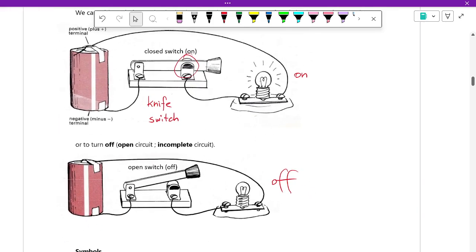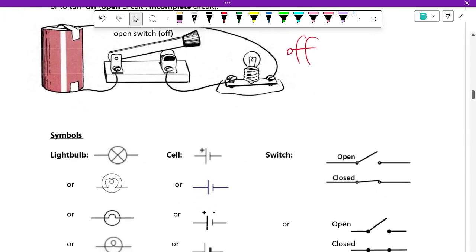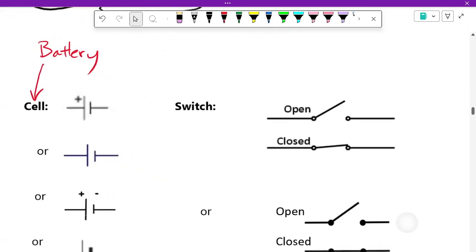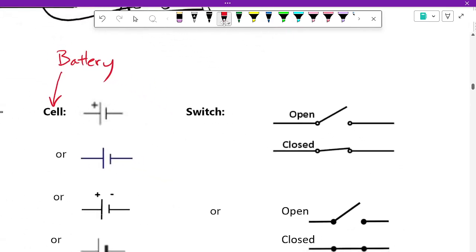So if we remember, our light bulb symbols are these four here. Our cell, what is a cell? A cell is a battery. And we have symbols for switches. You'll see them drawn different ways. You can draw an open switch. You put two little dots on either end of the line. Okay, and then you can either have it open or you can have it touching.